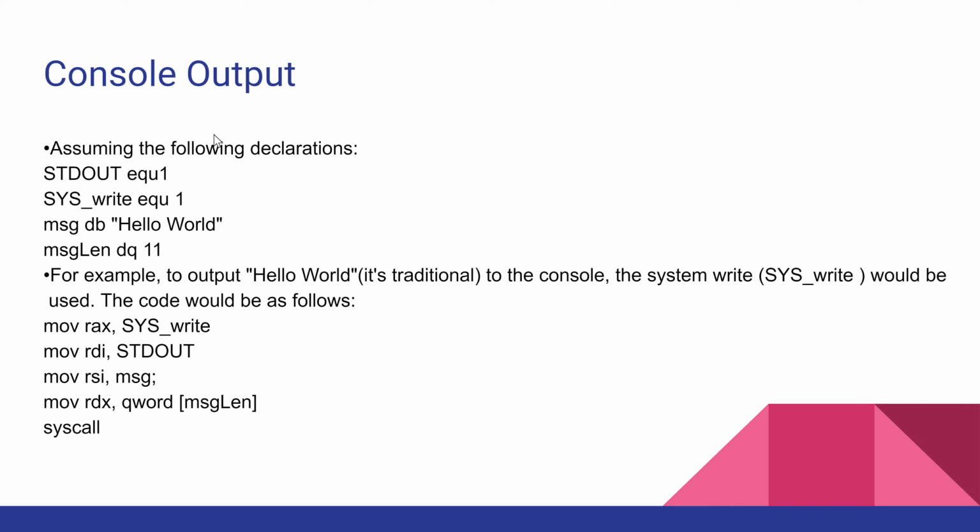Console output. Assuming the following declarations: stdout equals 1, sys_write equals 1, message db "Hello world", message length dq 11. For example, to output the traditional hello to the console, the system write would be used. The code would be as follows: mov rax, sys_write; mov rdi, stdout; mov rsi, message; mov rdx, qword [message length]; syscall.